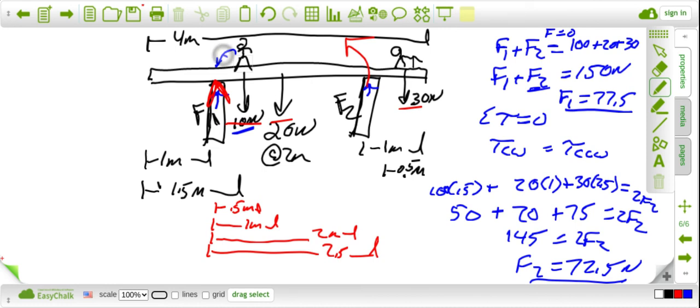As the person again moves leftward, that force would increase on F1 and decrease on F2 up until the point where, if the board is long enough and the person gets way out here, they actually will need the pillar to not just push up, but to pull down to prevent the whole thing from tipping like a seesaw.